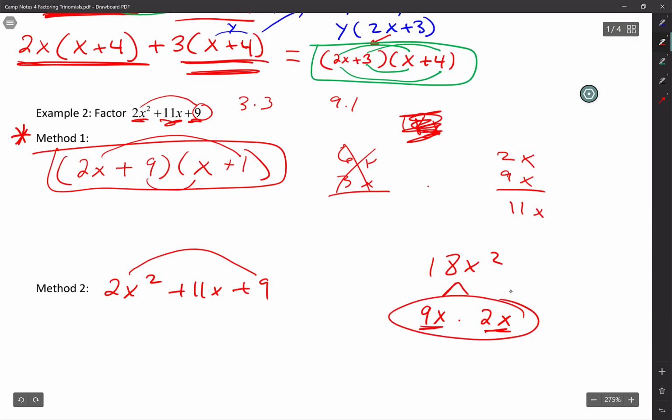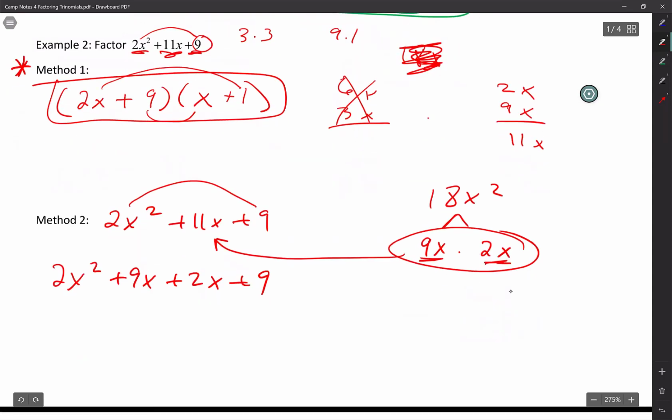So then what you do is you substitute 9x plus 2x with 11x. So 2x squared plus 9x plus 2x plus 9. And it doesn't matter, guys. If you want to write the 2x before the 9x, that's fine as well. I didn't do that here, but that's fine.